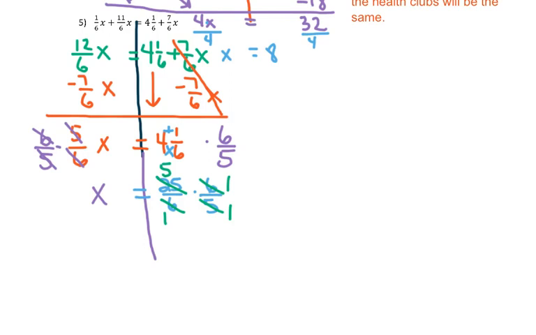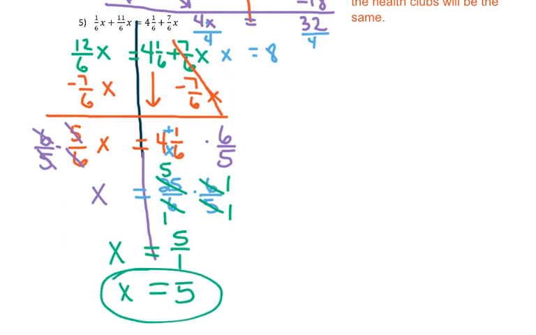So I am left with x on the left, and then if I multiply 5 times 1, I get 5, over 1 times 1, which is 1. So I get 5 over 1, and 5 over 1 equals 5. So my solution is x equals 5. And that's the end of section 2.2 notes.